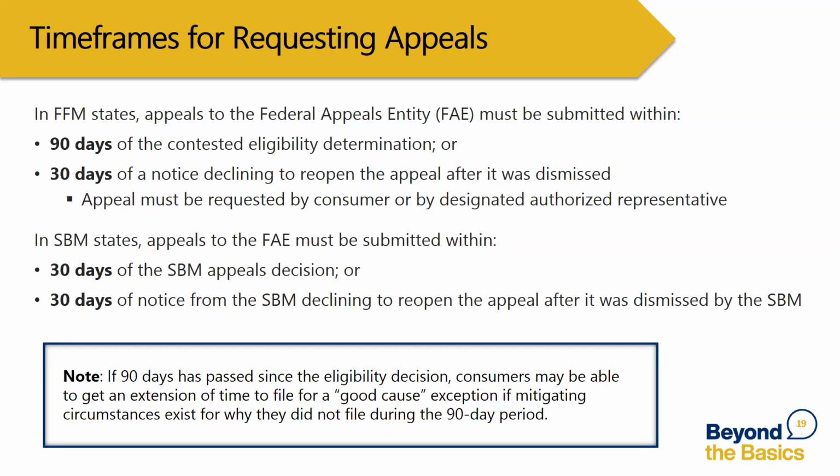In state-based marketplaces, that first line of appeal is usually going to be at the state-based marketplace. Once the consumer gets a decision from the state-based marketplace, if they disagree with that decision, they have 30 days from getting that state appeals decision to request a second level appeal at the federal appeals entity. And as I noted a little bit earlier, if 90 days has passed, sometimes there'll be a good cause exception. I wouldn't expect this to be run of the mill. There really has to be a valid reason why someone missed that 90 days. So it really is important to know these deadlines and make sure that consumers are aware of them and do comply with them as they move forward.